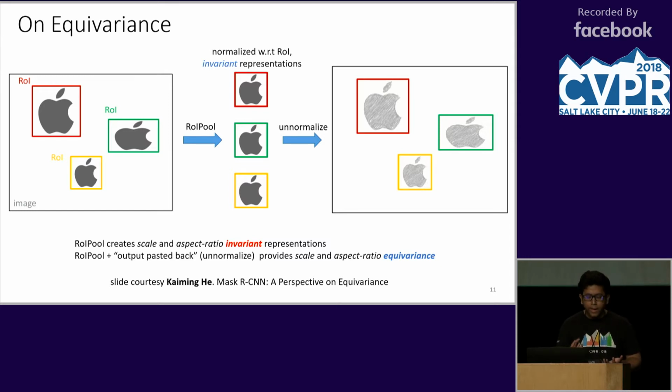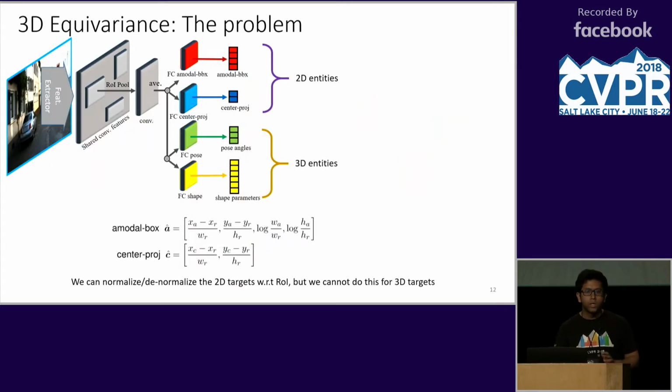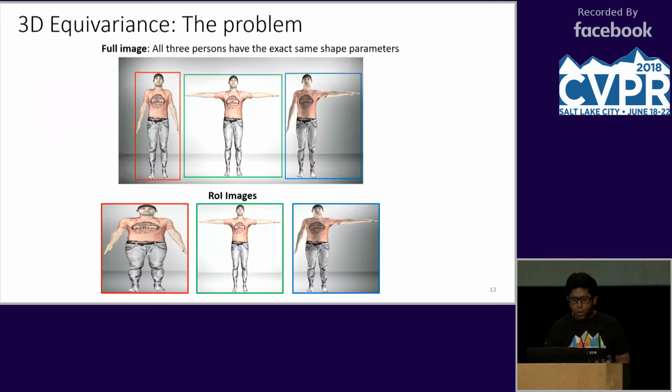Now, for tasks like detection boxes and mask, this is very easy to do because you can do a normalization, and when you want to get the output, you can unnormalize it. But this normalization and unnormalization is easy to do only for 2D targets. So for targets like the amodal bounding box and the center projection, we can do this denormalization. But this denormalization doesn't make any sense for 3D targets like shape and pose. So how do we capture that?